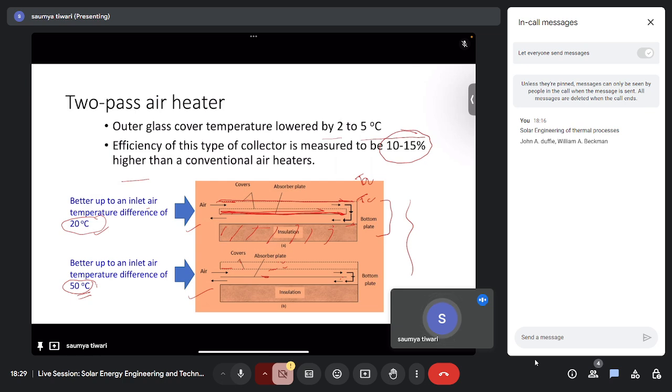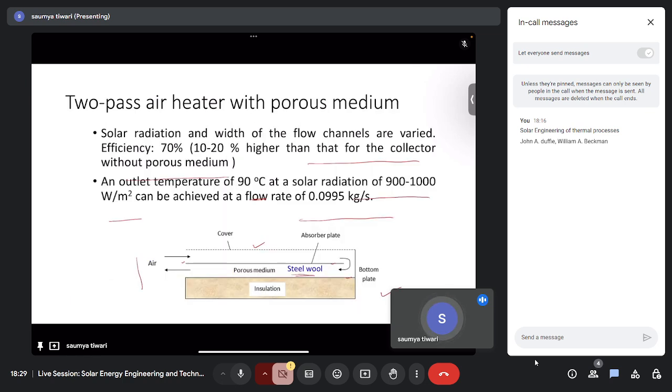Now if you use a porous medium in between your absorber plate and your bottom plate, what does this porous medium do? Basically, in this porous medium, your surface area for heat transfer increases in a given volume. So your heat transfer increases and your efficiency also increases. So you can see that an efficiency of around 70%, 10 to 20% higher than that of a collector without the porous medium, can be achieved in this type of configuration of solar air heater.